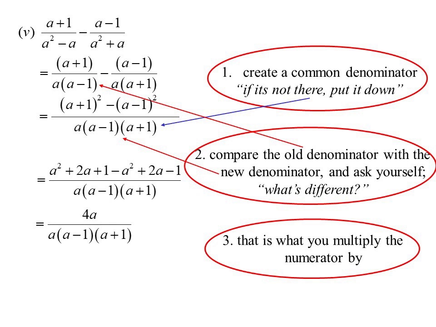Got it. Now, let's see. Oh, a will cancel with the a. We have our answer: 4 over a minus 1, a plus 1.